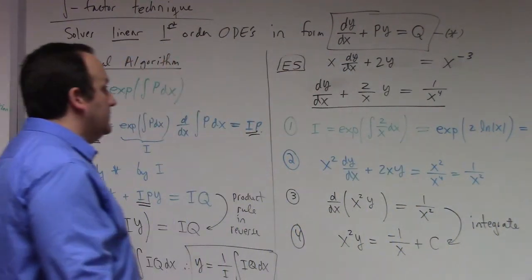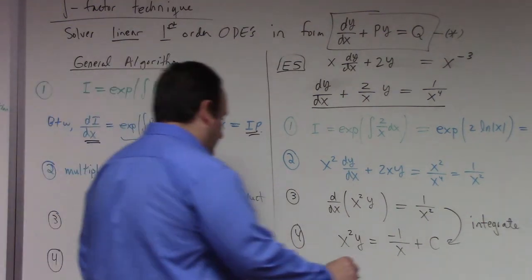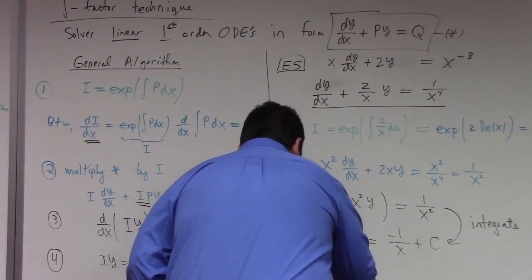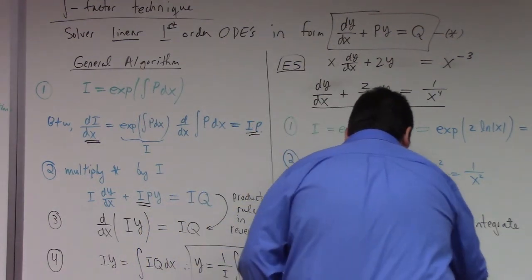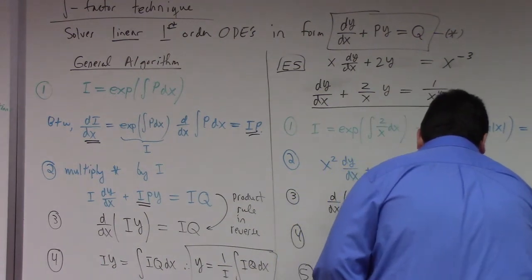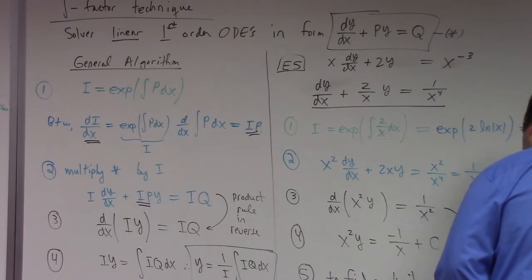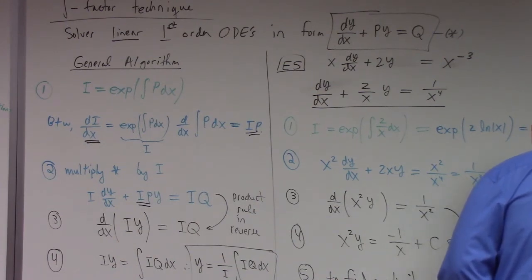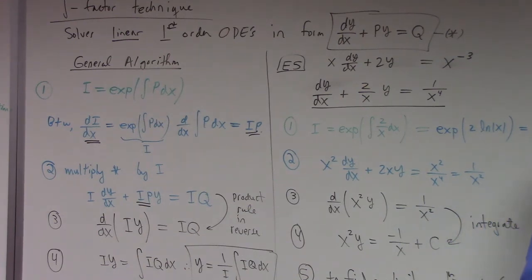And then finally, since I'm looking for an explicit solution, I never told you that, did I? I should have. Let's find an explicit solution. So step 5 to find the explicit solution: solve for y. Be careful. You've got to know your algebra. So that's minus 1 over x plus a constant, all divided by x squared, which simplifies to minus 1 over x cubed plus a constant over x squared.